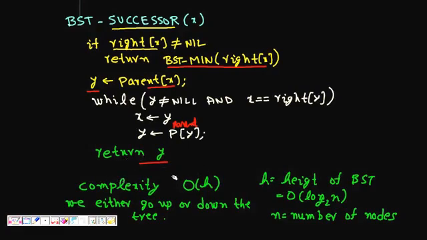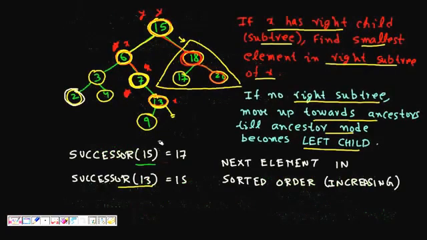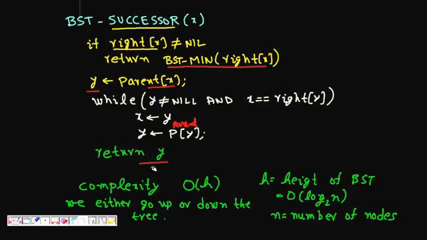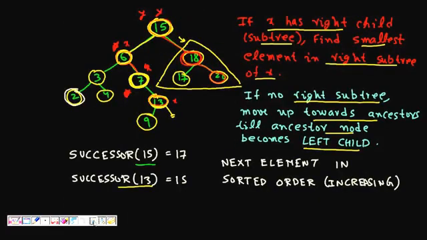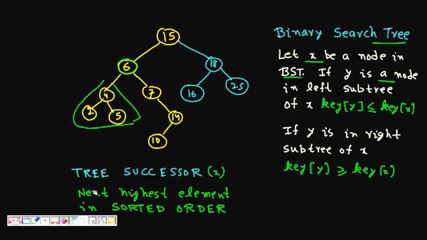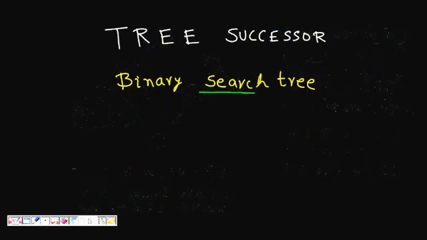Now the time complexity. We saw the examples, either we were moving up, and maximum we can go till the height of the tree, or we can go down from 15. If I want to find the successor, I will go here. So it will be of the size of the height of the tree, big O of h, where h is the height of the BST, which is equal to O of log n to the base 2, and n is the number of nodes. So this tells how to find the successor of a given node, and helps a lot in many other tree operations. Okay, so I hope you understand this.